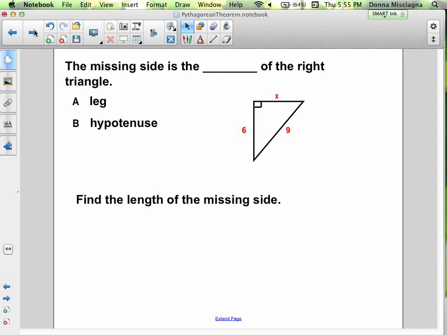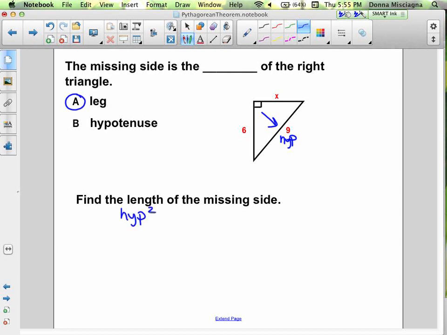Well, the hypotenuse is opposite the right angle, and opposite the right angle is 9, right? See that side right there. You can't see my arrow, but there we go. That's the hypotenuse. So we are not missing the hypotenuse, we are missing the leg. All right, so when we set this up, we want the hypotenuse to be all by itself, and we're going to add up the squares of the two legs.